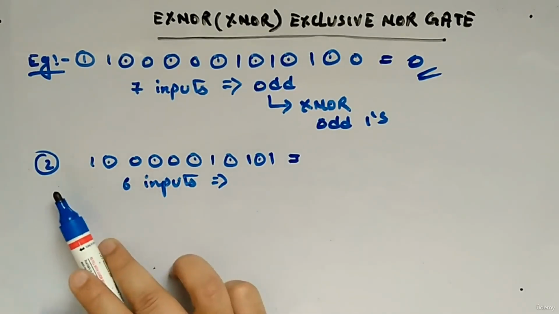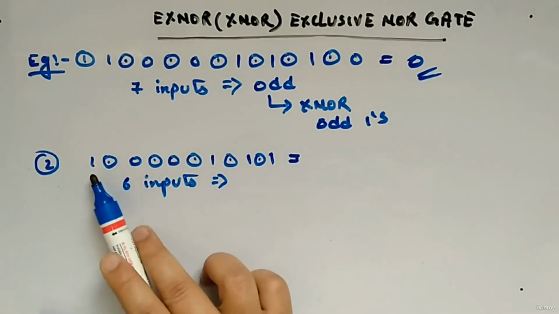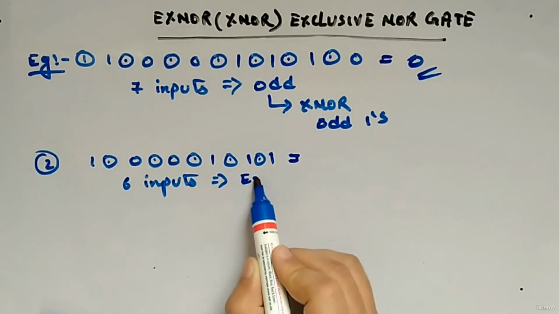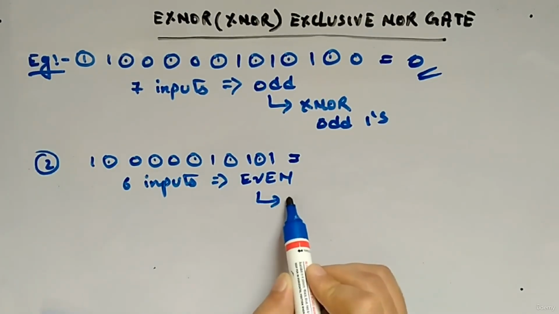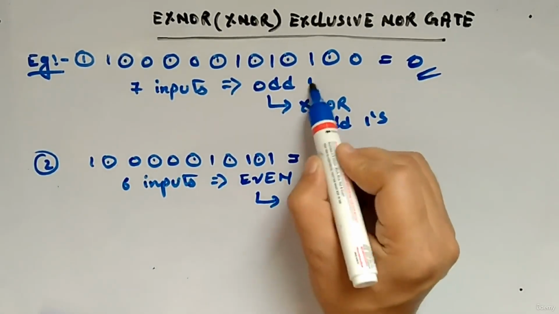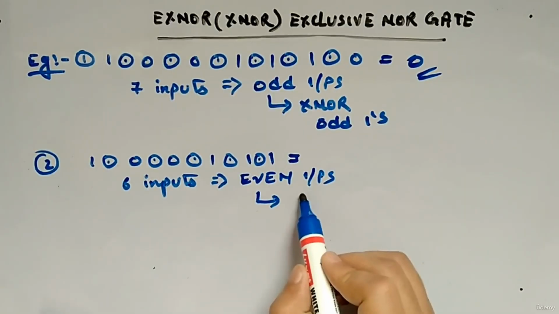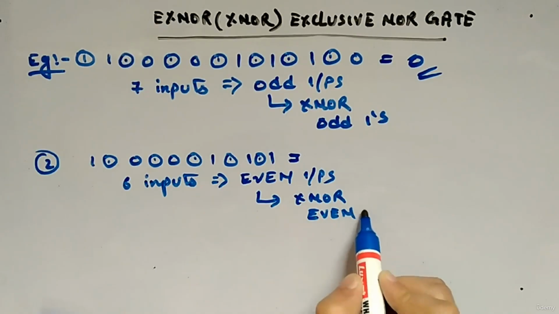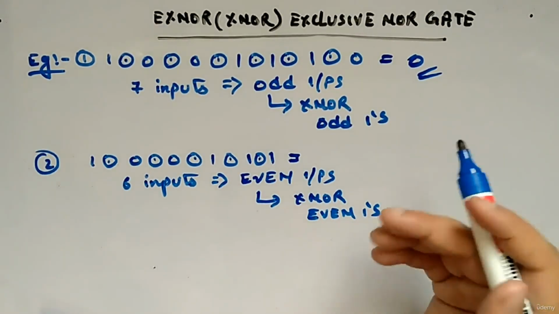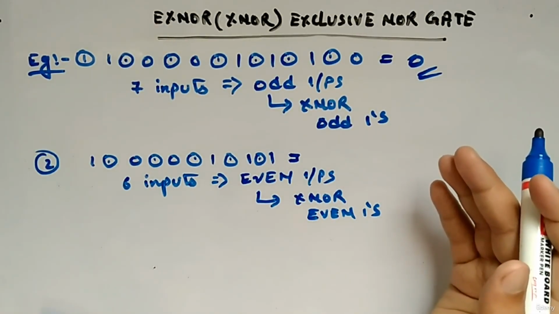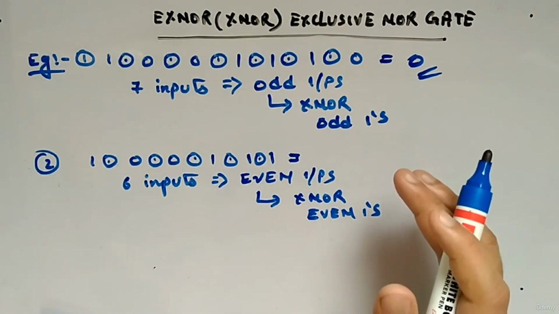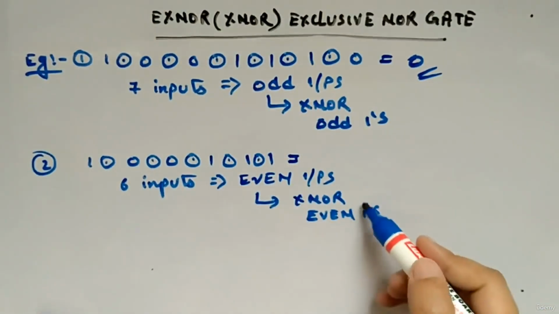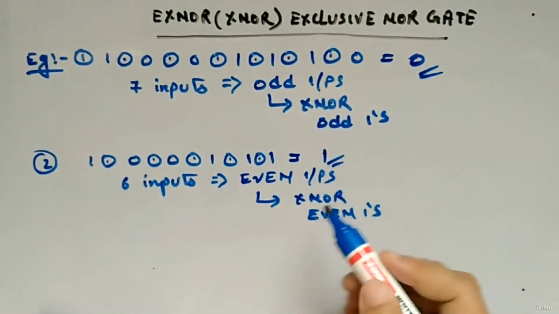Now let's look at the second example. Here there are 6 inputs, 1 2 3 4 5 6. 6 is even. For an even number of inputs, XNOR works as an even number of ones detector. If there is an even number of ones in the input, the output will be 1, else the output will be 0. How many ones are there? 1 2 3 4. 4 ones are there, which is even, hence the output will be 1. So that is how you apply this property.